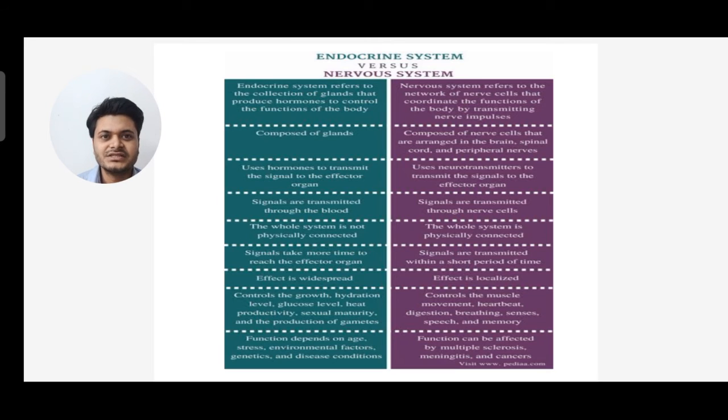The endocrine system is composed of glands, whereas the nervous system is composed of nerve cells. The functions of the endocrine system depend on age, stress, environmental factors, genetics, and disease condition, whereas nervous system functions can be affected by multiple sclerosis, meningitis, and cancer. You can see many differences I have given. Go through it clearly. In the endocrine system, the whole system is not connected physically, but in the nervous system, the whole system is physically connected. You can go through it.